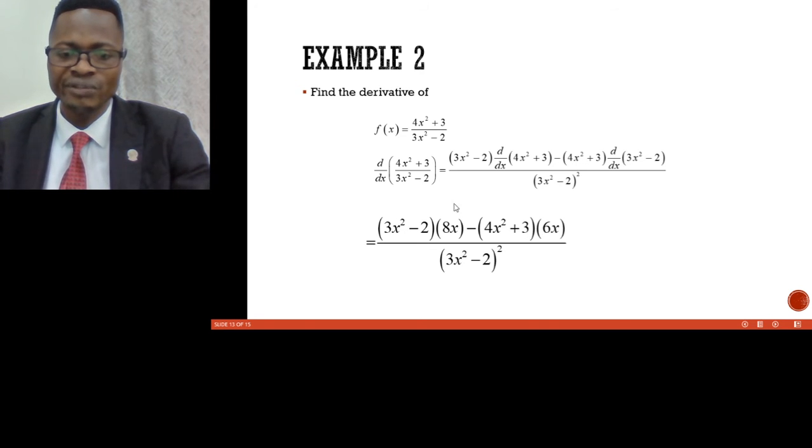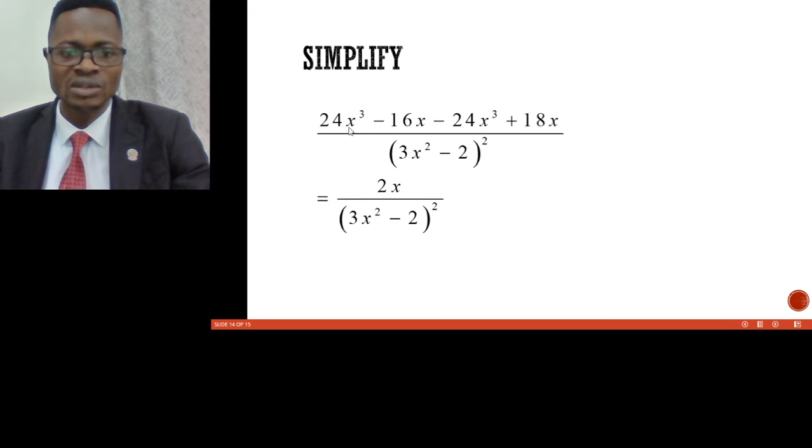So if we simplify this, you will get 24x cubed minus 16x minus 24x cubed plus 18x divided by (3x squared minus 2), all this squared. You can notice now that we have 24x cubed and we have 24x cubed. So these two can actually cancel, so that we are left with minus 16x and plus 18x. We just add those two together. So minus 16x plus 18x will give us 2x divided by (3x squared minus 2) squared. And this is our derivative.